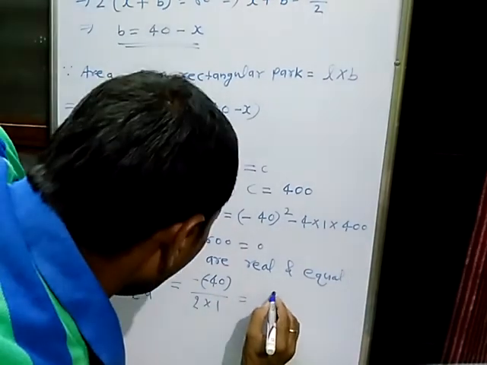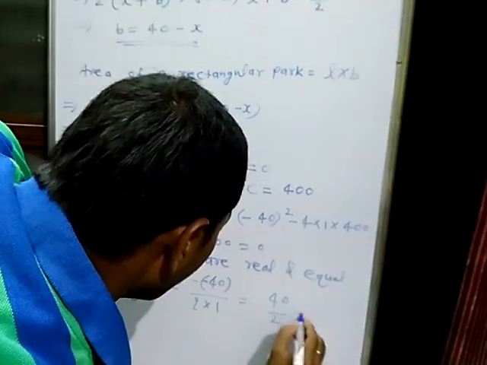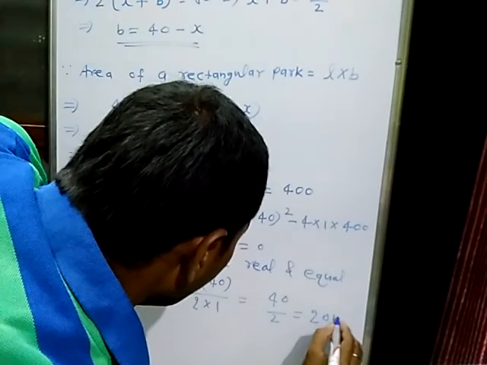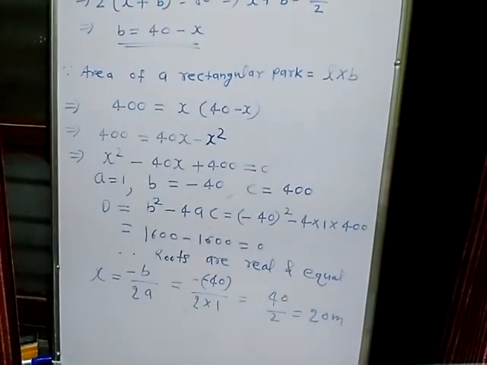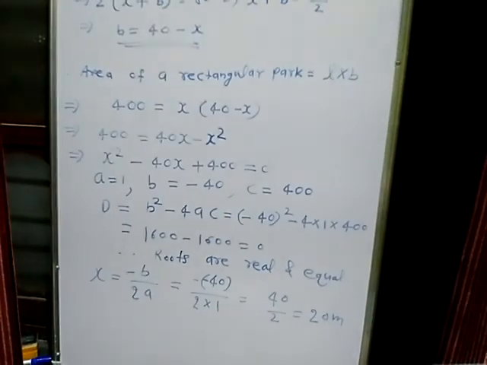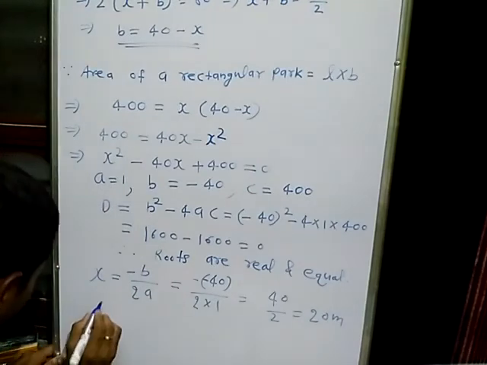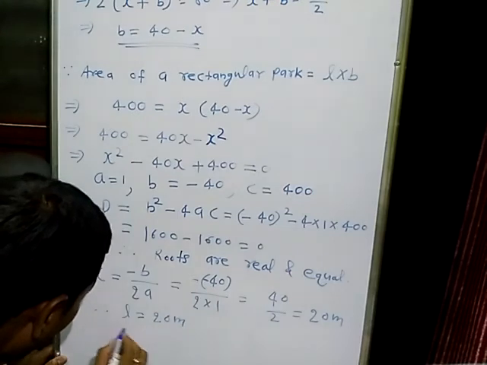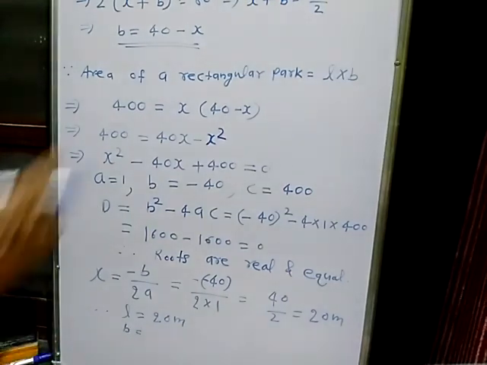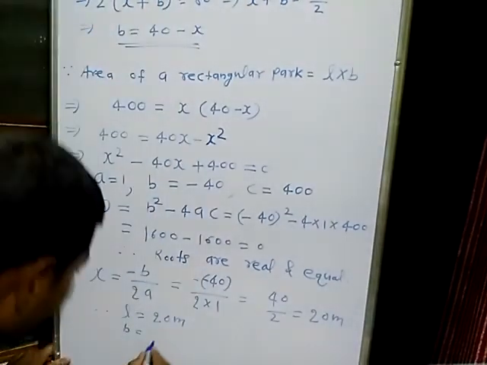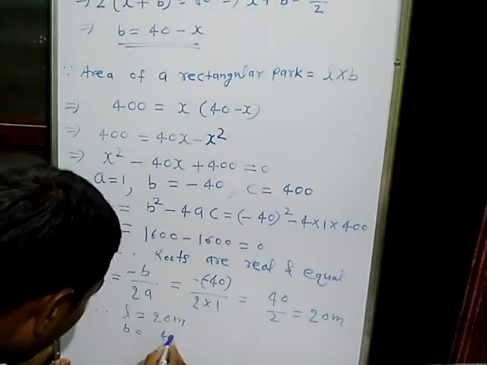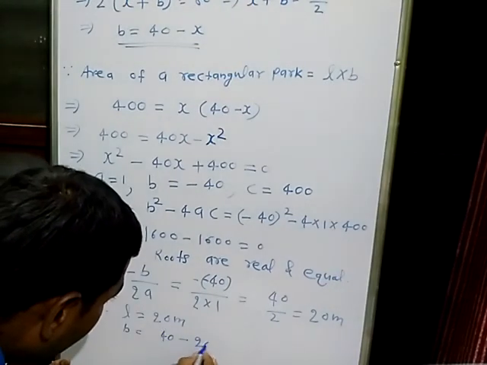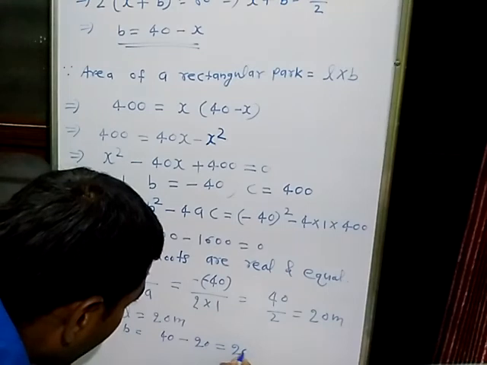So we got plus 40 upon 2. That's why 20 meter. B means L. So L is found out. Length is 20 meter. Therefore, the length of this rectangular park is 20 meter. And what is b? Here we found out b is equal to 40 minus x. So breadth is 40 minus x. X is 20. So that is also 20 meter.